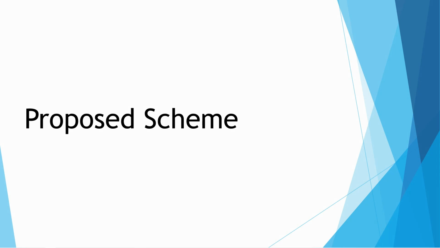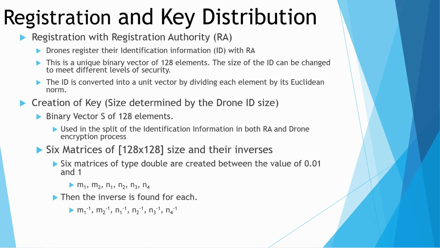Next, we have our proposed scheme, which is composed of several parts: registration and key distribution, the registration authority identification, encryption, process and upload, the authentication request, and the authentication process and results. Starting off, we have the registration and key distribution.